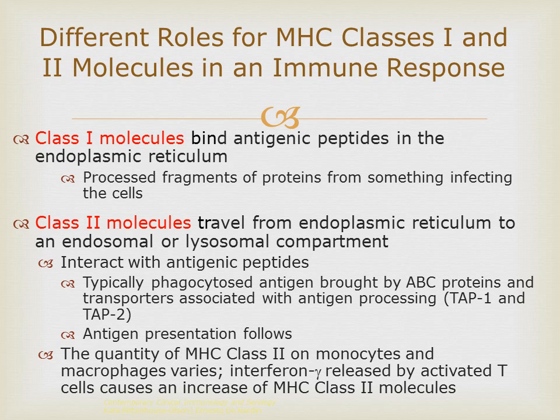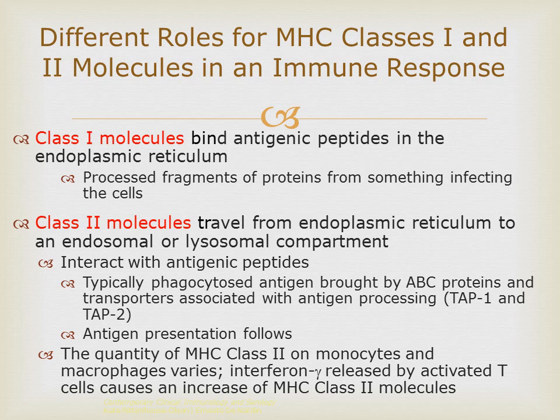The class 1 and class 2 molecules do different things with antigens. The class 1 molecules bind the antigenic peptides in the endoplasmic reticulum. These are processed fragments of proteins from something infecting the cells. However, the class 2 molecules travel from the ER to an endosome or a lysosome, and there they interact with the antigenic peptides. Typically, the phagocytized antigen is brought in by ABC proteins, transporters associated with antigen processing molecules. These are the TAP1 and TAP2 molecules, and then the antigen presentation follows.